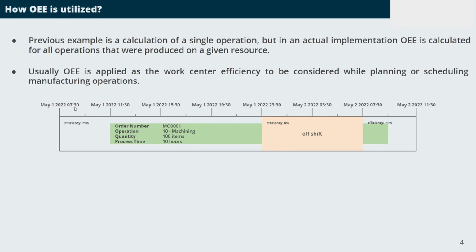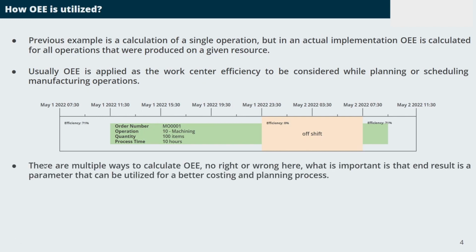So using that same previous example, planned, you should take 10 hours, but if you apply a 71% efficiency, if you pick up 10 hours divided by 0.71 and add those 8 hours of off shift, you're also going to get the 22 hours lead time. So that's how OEE is actually helpful for your planning and quotation activities.